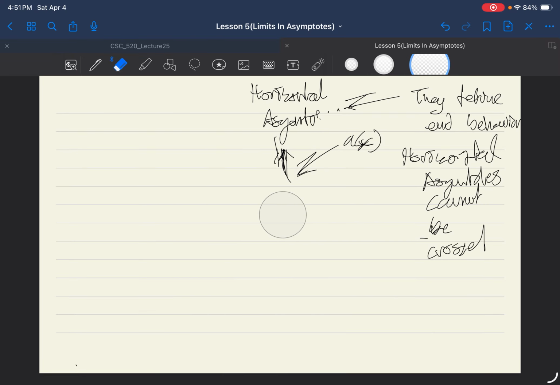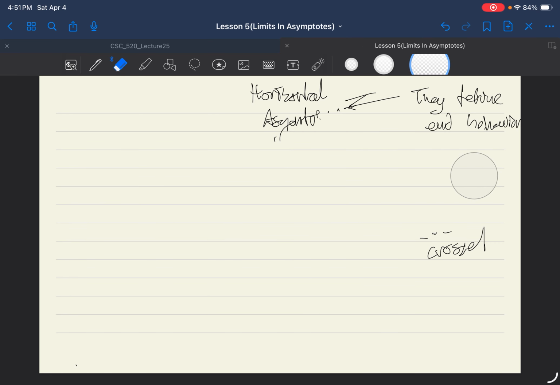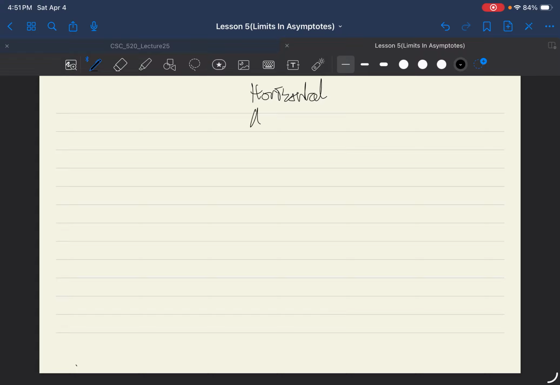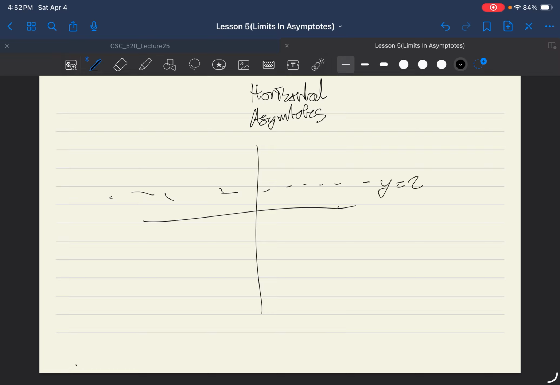Now let's actually talk about horizontal asymptotes and their limits. I know that might have seemed a little bit confusing. We'll probably go over that section in the next lesson again, so I can explain it a little bit better. But for now, let's just talk about horizontal asymptotes and their limits. So let's say there is a horizontal asymptote at y equals 2. And you want to define this in words, right?